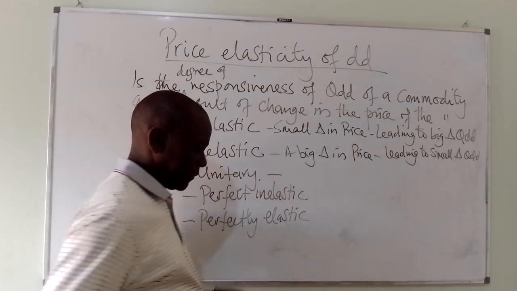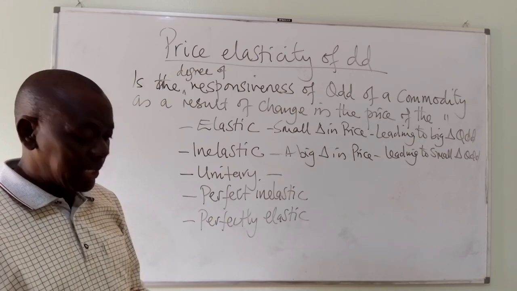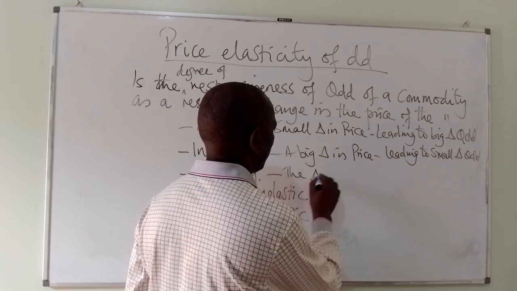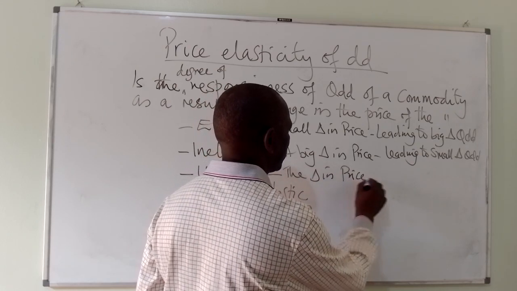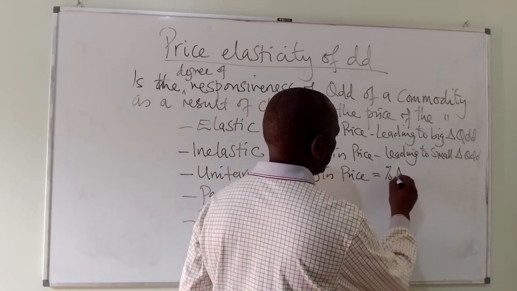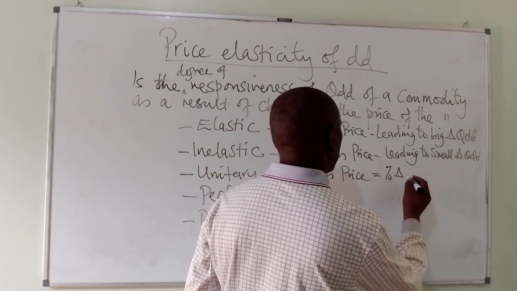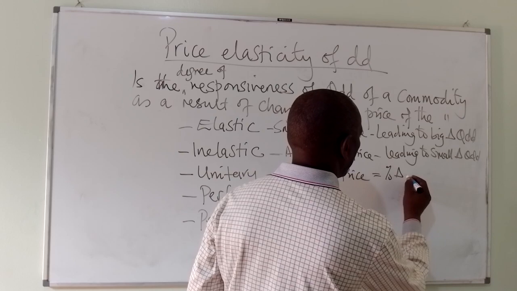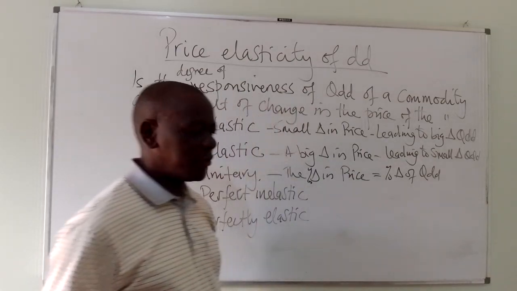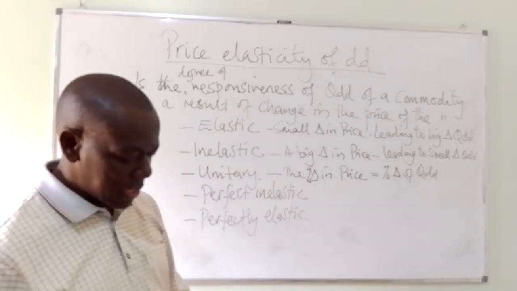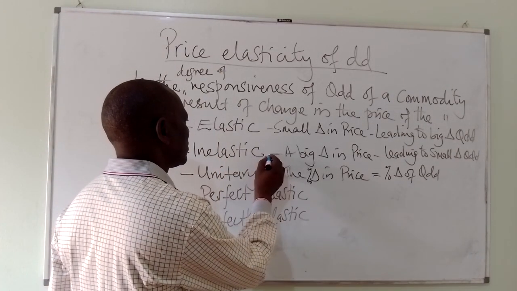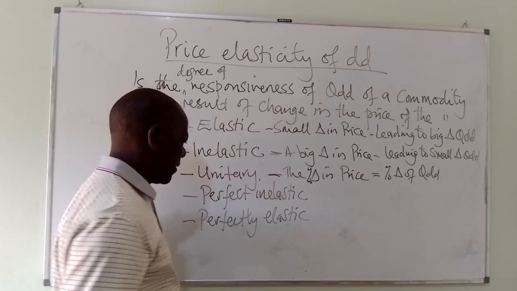Now, when it is unitary, it means that the percentage change in the price is equal to the percentage change, or the degree of change, in quantity demanded. And usually the unitary is 1. When you calculate, the answer will be 1. We shall look at them as we calculate, and we look at these ones as elastic, inelastic, by figures.